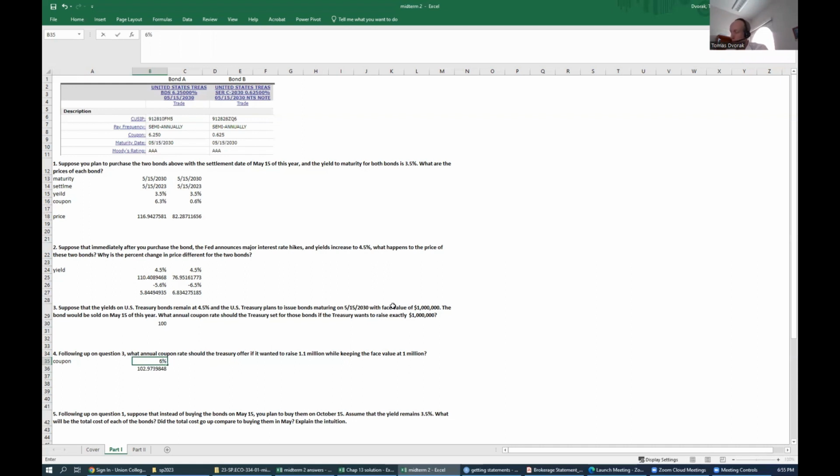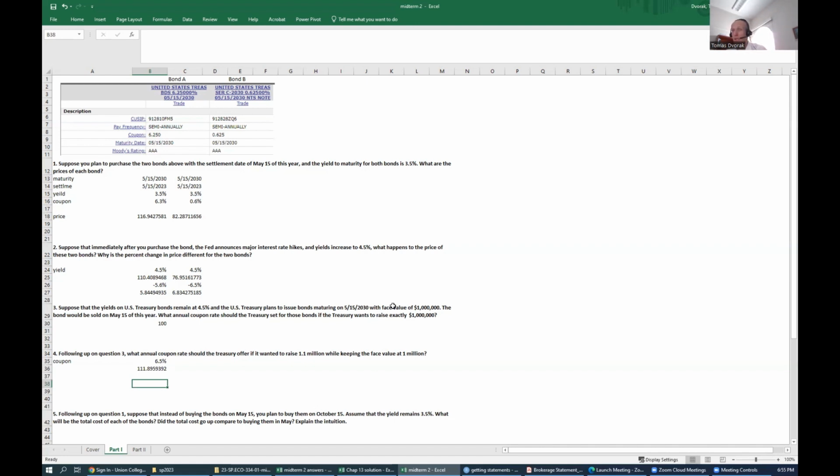So we need to raise the coupon. How about 6%? Well, that's a little better, but not enough. How about 7%? Well, that's a little too much, maybe 6.5. Yeah, we're getting closer. We could certainly do this by trial and error, but we can actually do this precisely. We don't have to do it with trial and error.